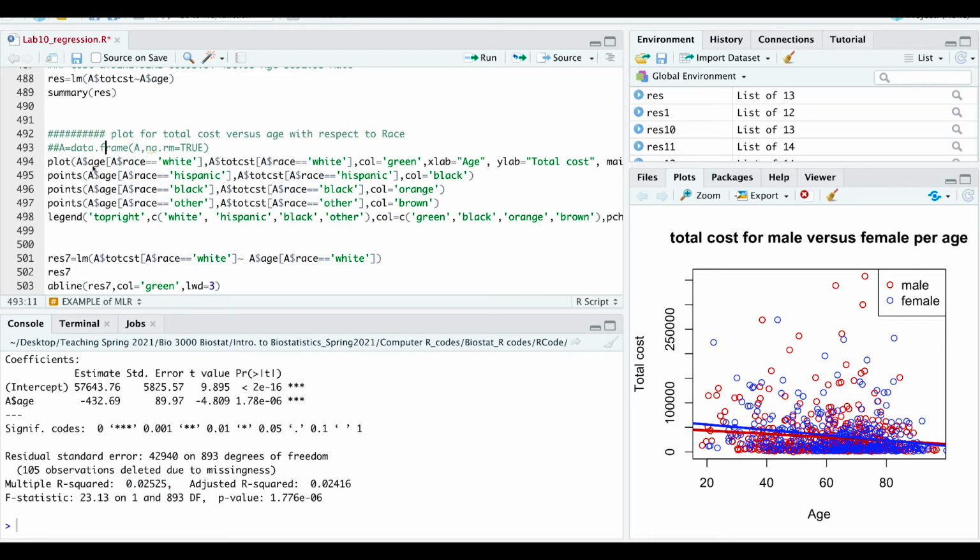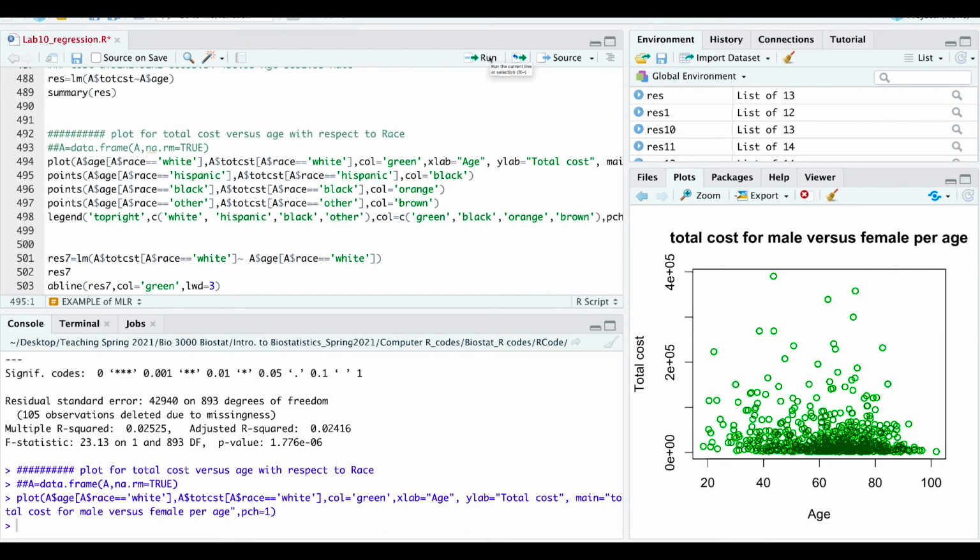See, the x-axis is age, the y-axis is total cost, but this is for the white people only, denoted by green dots. The next one is the Hispanic, denoted by black dots. Another is the Black African American, which I am denoting by orange circles, and so on. So let us look at that. This is for white only.